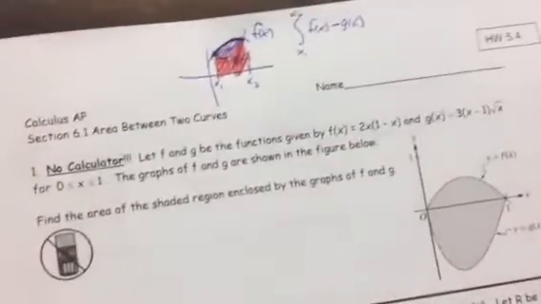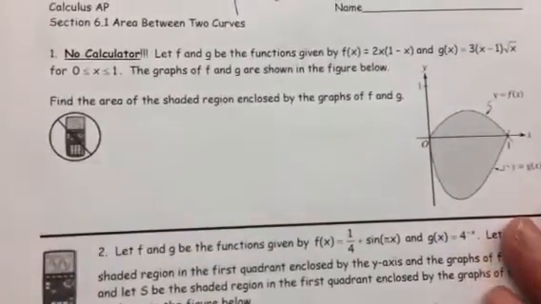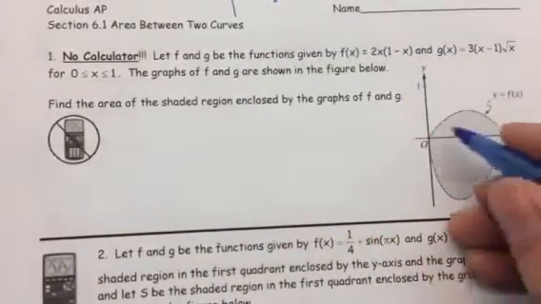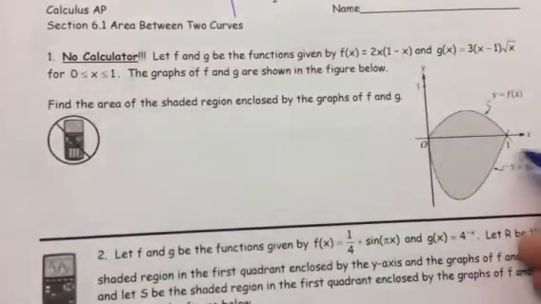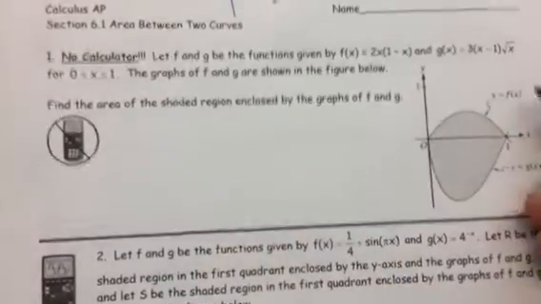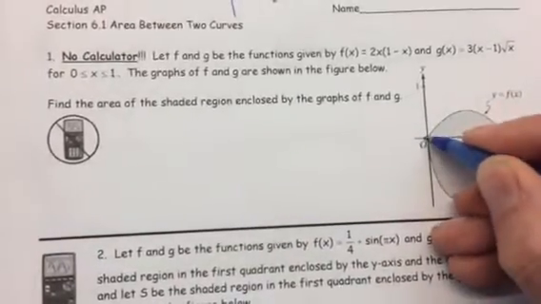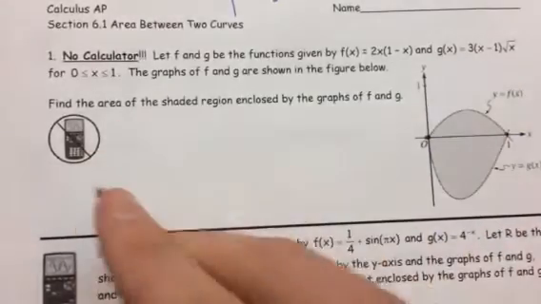So this first one is probably one of the hardest ones. Let's make sure we know what's going on here. We've got this f of x that is 2x times x minus 1, g of x, which is 3 times x minus 1 times square root of x, and we want to find the area between them. So we have the intersection points because it tells it to us, 0 and 1.